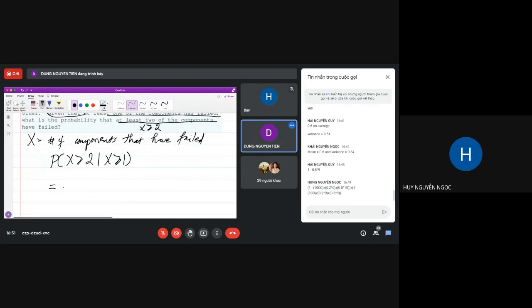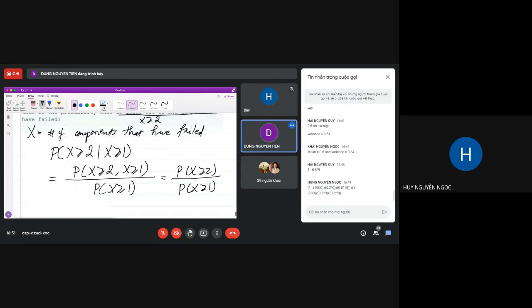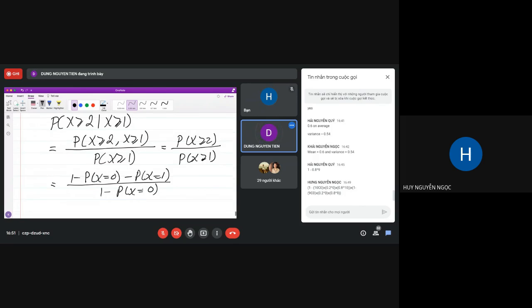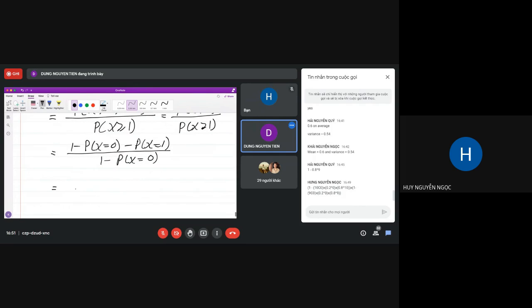And then you get the conditional probability: the probability that X is at least 2 over the probability that X is at least 1. Okay? And then you get this probability. Is that all clear, everybody? Okay. And you get 1 minus the probability that X is 0 minus the probability that X is 1, over 1 minus the probability that X equals 0. Okay. Then you come up with 1 minus.